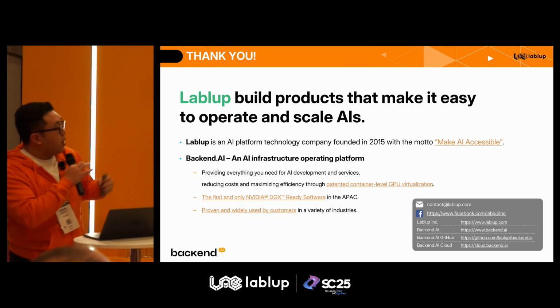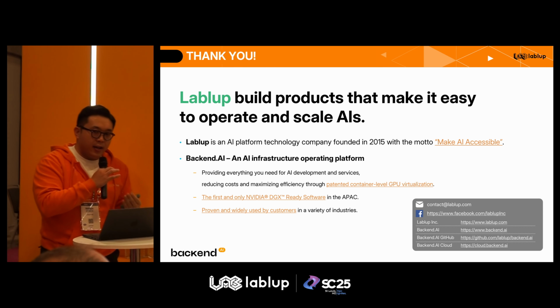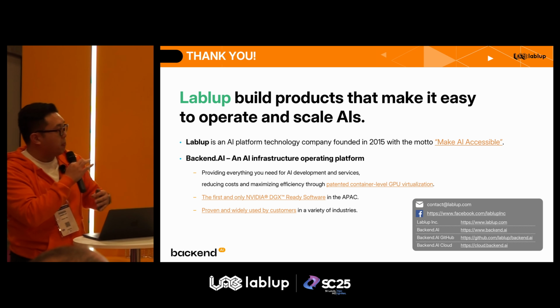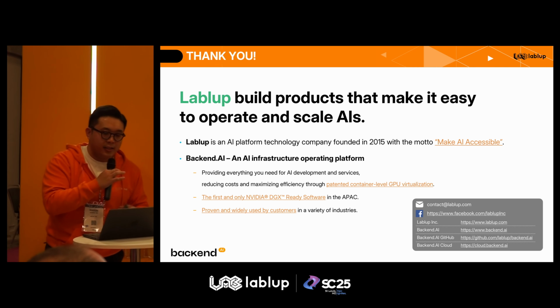So yeah, thank you. Our main goal is to make AI accessible and make AI scalable. It should be hassle-free. We build a product that makes it easy to operate as AI scales. Thank you.